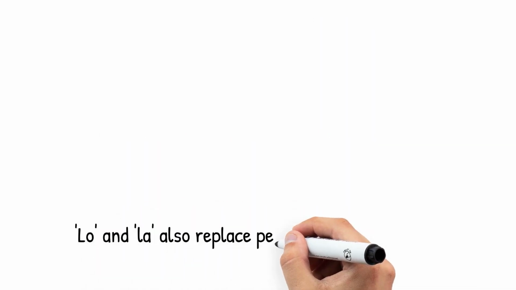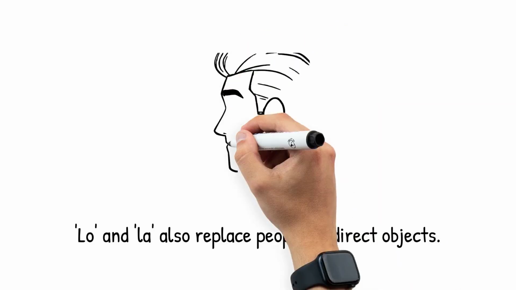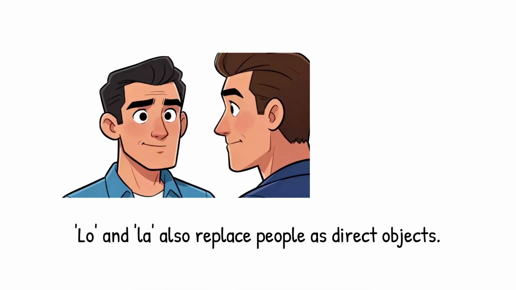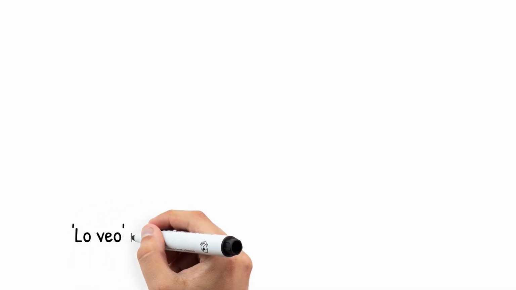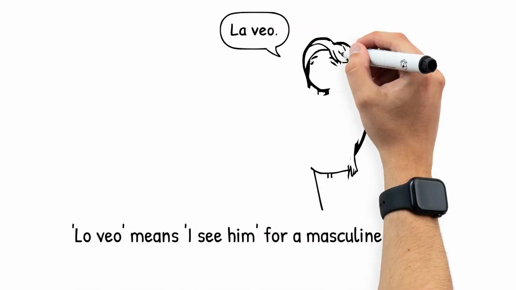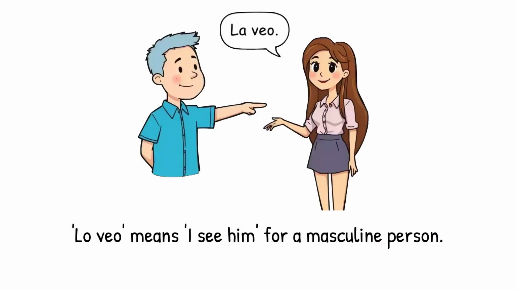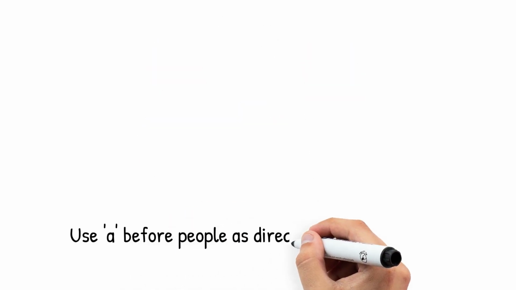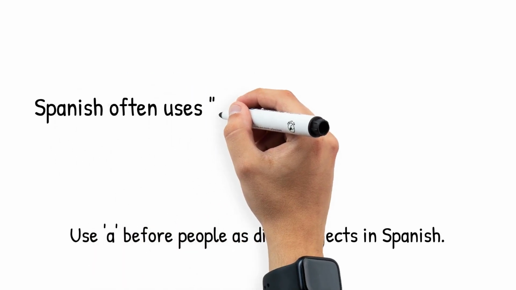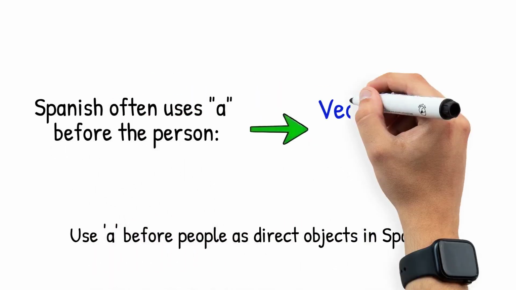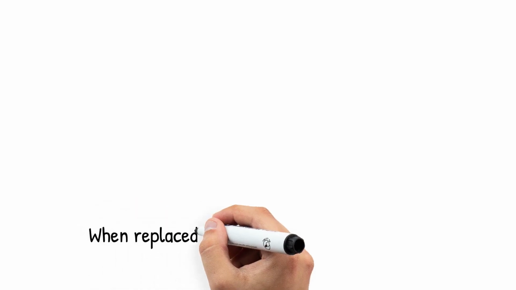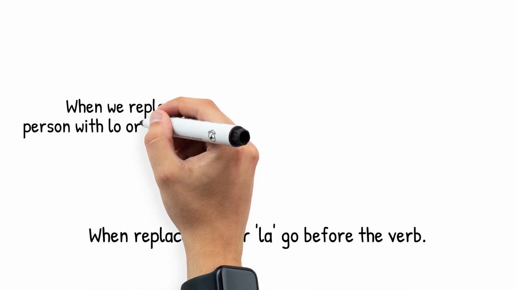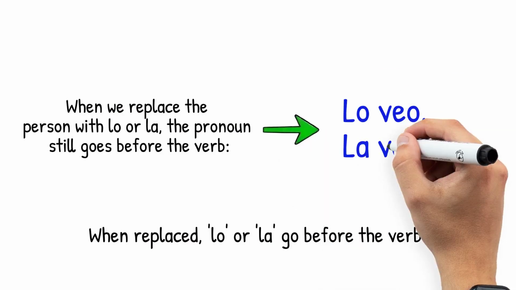Lo versus la with people. Lo and la can also replace people. Example, veo a Carlos. I see Carlos. Carlos is masculine. So, lo veo. I see him. Now, veo a Ana. I see Ana. Ana is feminine. So, la veo. I see her. Important note, when we talk about a person as the direct object, Spanish often uses a before the person. Veo a Carlos. Veo a Ana. But when we replace the person with lo or la, the pronoun still goes before the verb, lo veo, la veo.